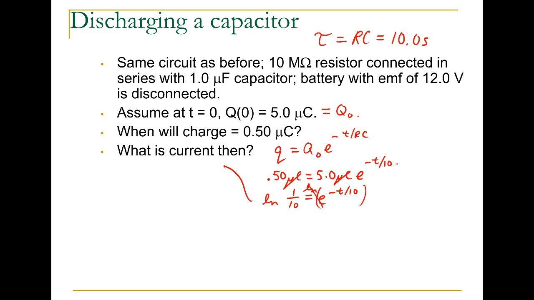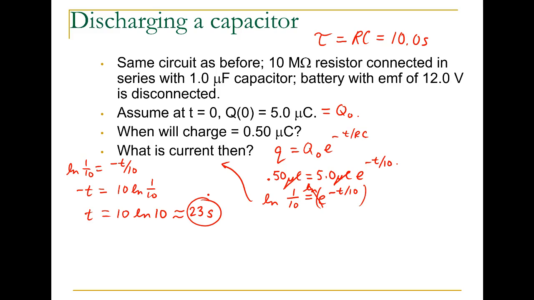So I'll bring that up here because we have a lot more work to do with the current. So that means that the natural log of 1/10 is equal to negative t over 10, which means negative t is equal to 10 natural log of 1/10. And one nice property of logs is that we can flip the fraction if we stick a negative sign in front of it. So t is just equal to 10 times a positive log of 10, and that comes out to be approximately 23 seconds, about 23.03, but we're not going to go there.